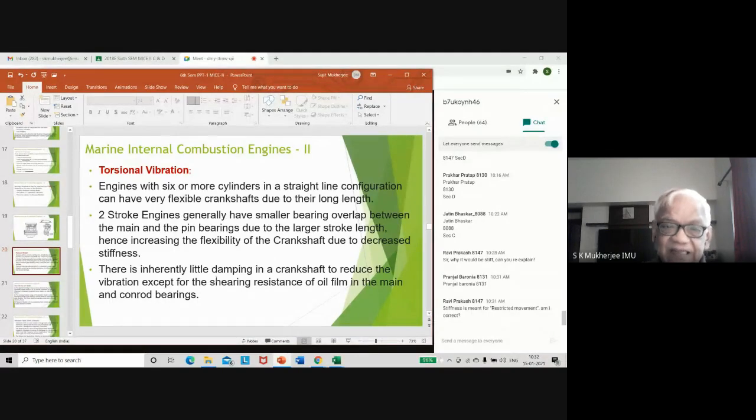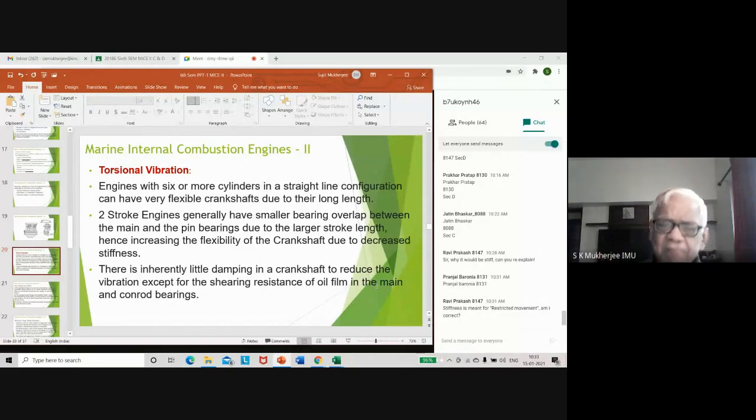There is inherently little damping in a crankshaft to reduce the vibration, except for the shearing resistance of the oil in the main and conrod bearings. Okay. Now you should have understood what is torsional vibration. I told you that ability for the shaft to twist is torsion, and resistance to twist is resistance to torsion. Means more stiff it is. Stiffer it is, less amount of torsional ability it will have.